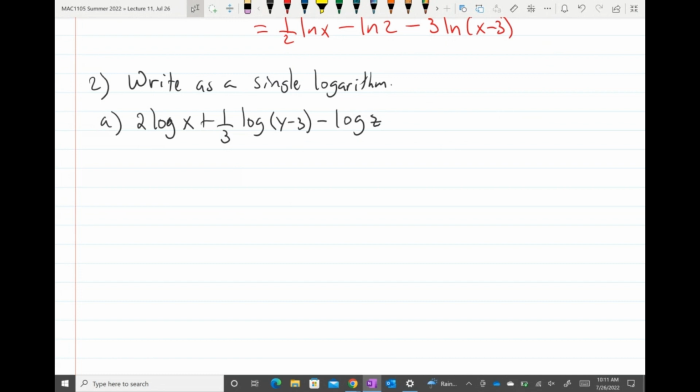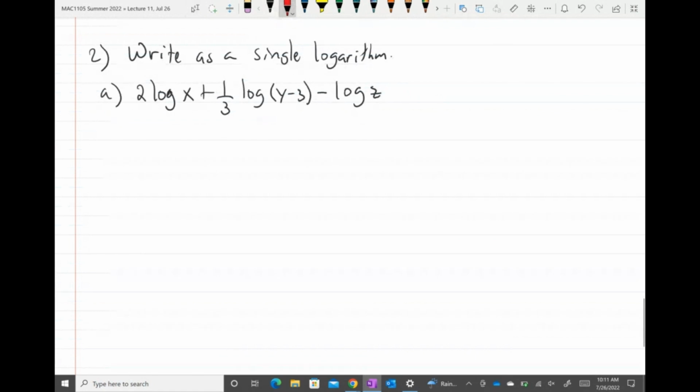Okay, so let's see. We want to write this as a single logarithm. By the way, this can be done only if the base is the same. For example, if I do here this, and that's it. We cannot write as a single log because here the base is 10 for the first and the last, and the middle one is base 3. So you could combine the first and the last, but you cannot combine it with the one in the middle. Okay? But if everybody has the same base, then you can write as a single logarithm. All right, let's do it.